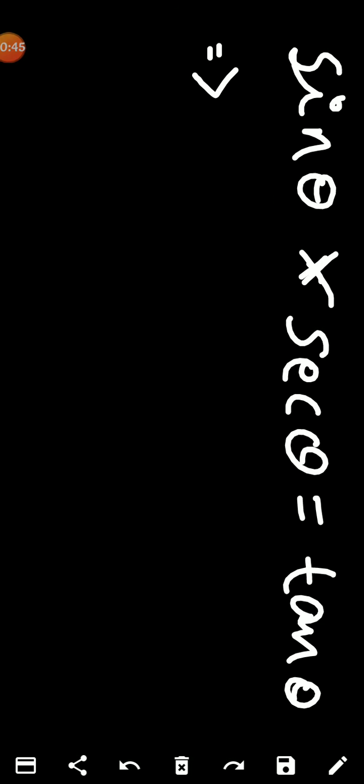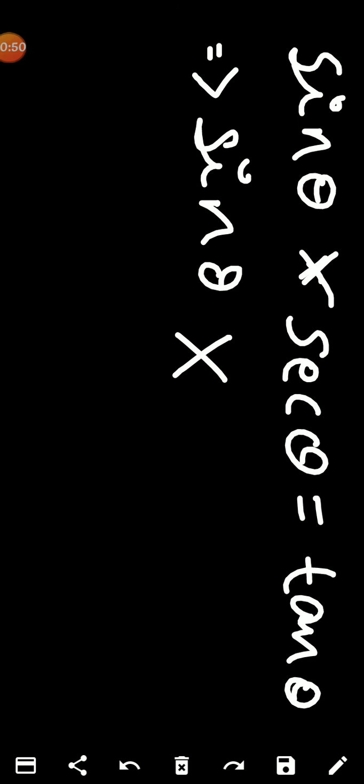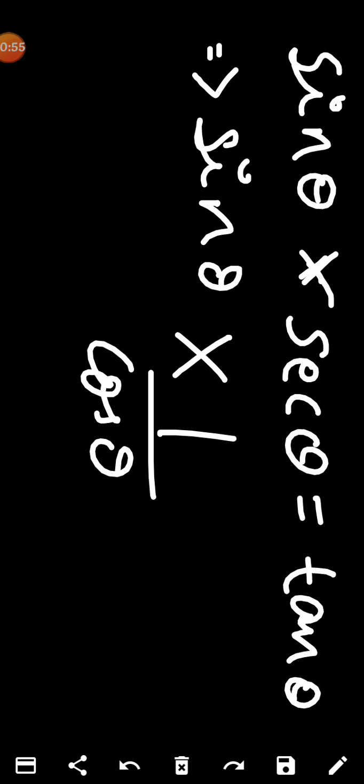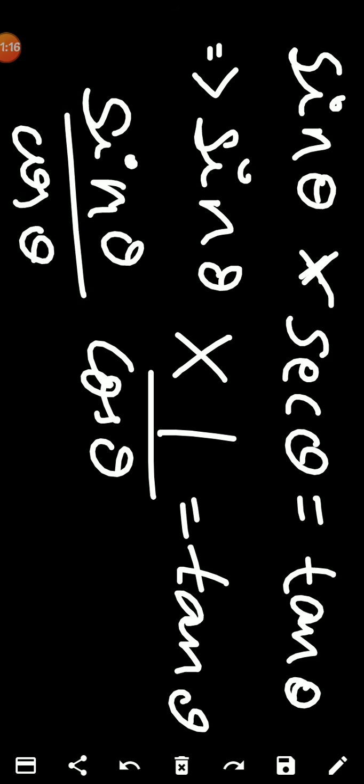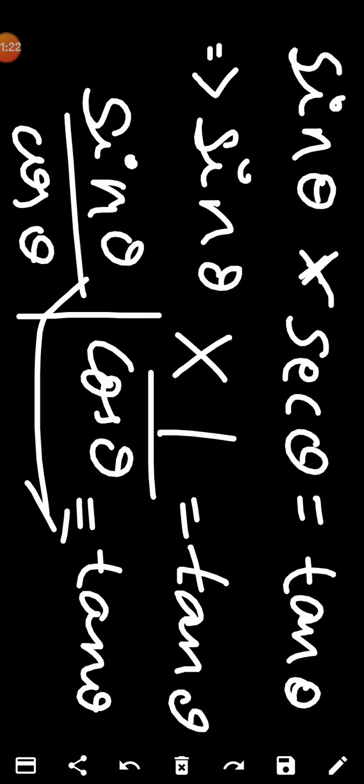So now let us write sine theta as it is, multiplied by secant theta, which can be written as 1 by cos theta, because the secant theta is the reciprocal of cos theta, and this equals tan theta. Okay, so now sine theta into 1 will give us sine theta upon cos theta is equal to tan theta. So this is what we got, correct?